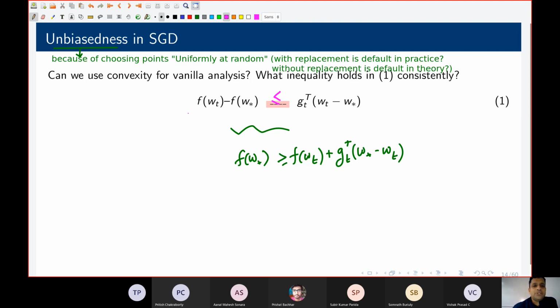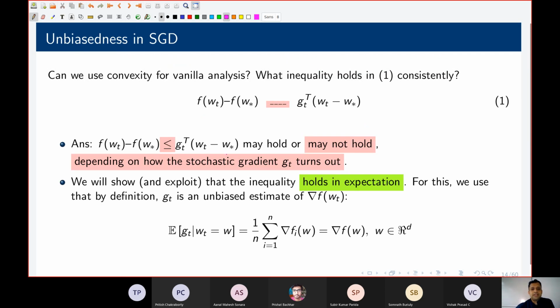Okay, so now what happens if I do a summation? If I do a summation over T, oh sorry, it should be a summation over I. I mean, this is for a single point. If I do a summation over I, let's say we call this Fi, of the left hand side and do a summation over I of the right hand side, will this hold? This holds, right? In summation as well. Okay, so the answer is yes.